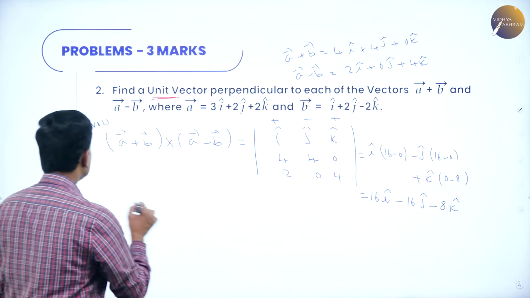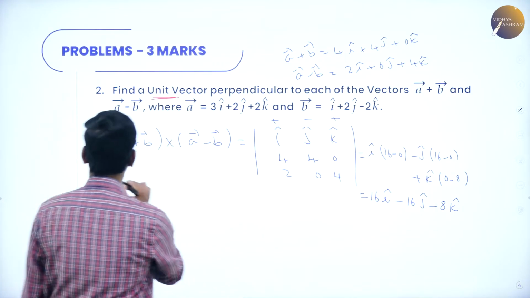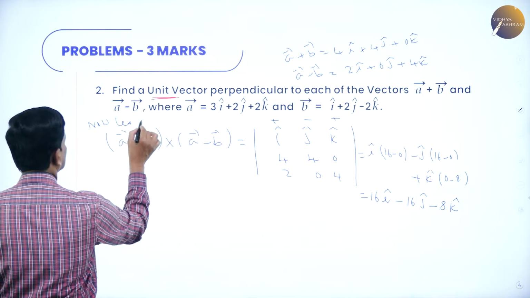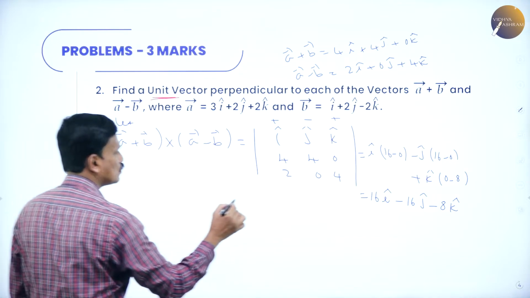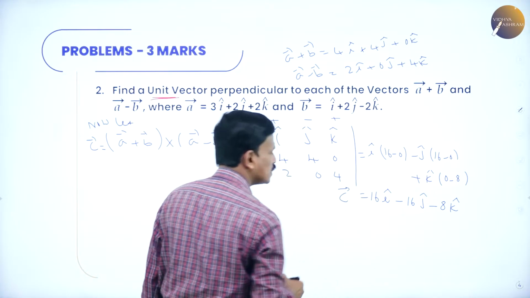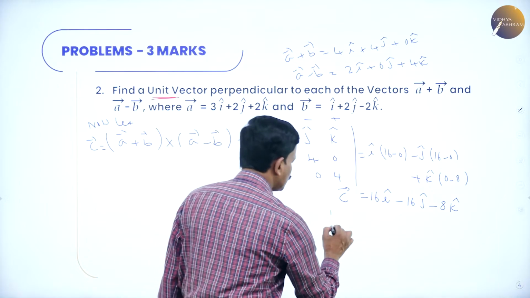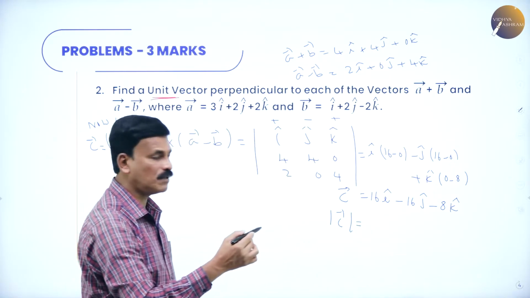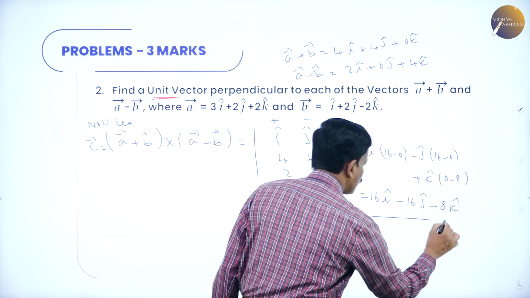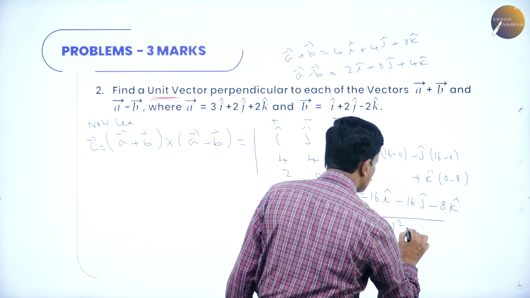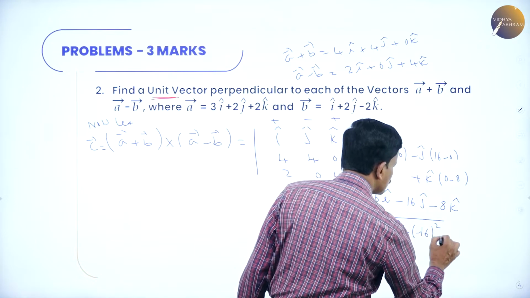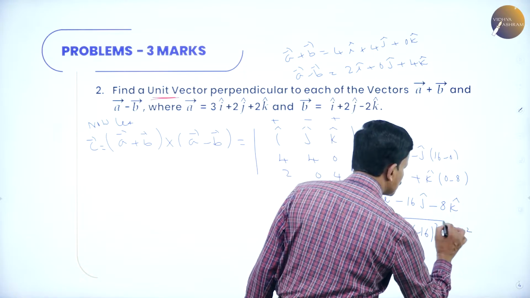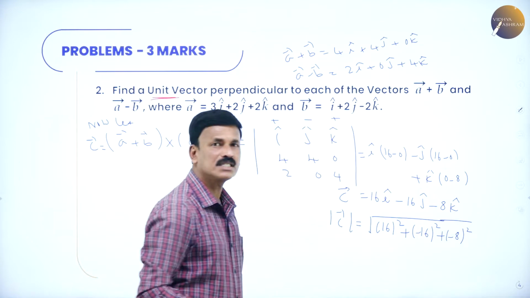Okay, now let us consider this as vector C. Now find out the length of vector C. What is C here? C is nothing but a plus b cross a minus b. The square root of 16 square plus minus 16 square plus minus 8 square. Simplify this, that's it.